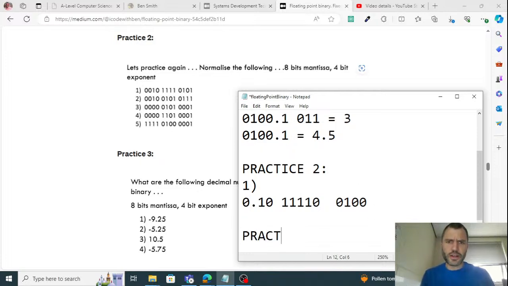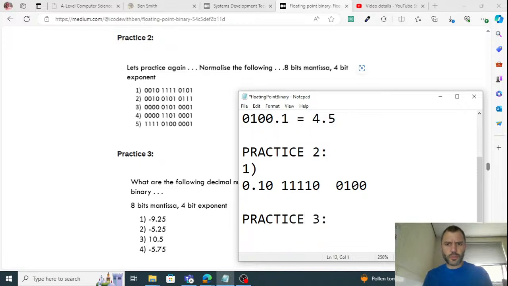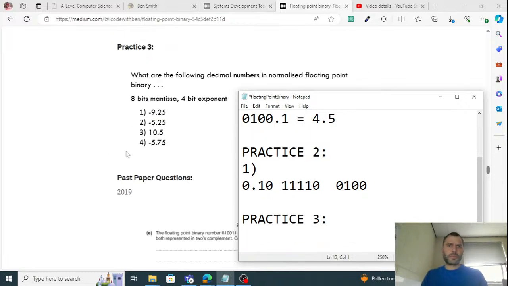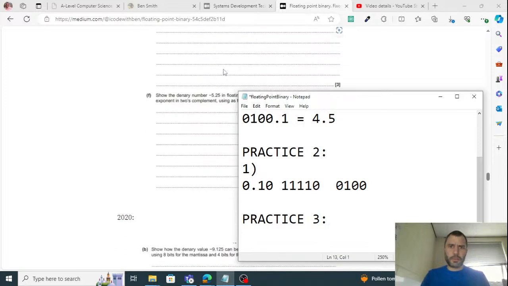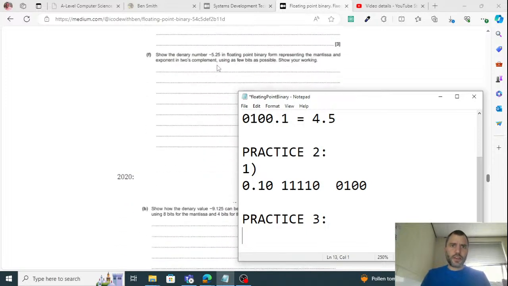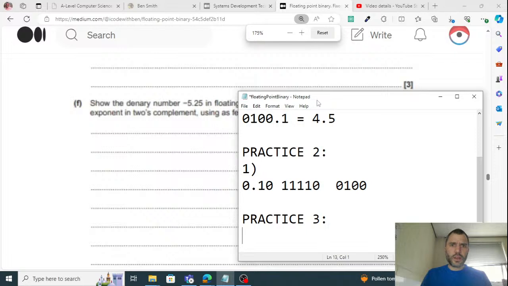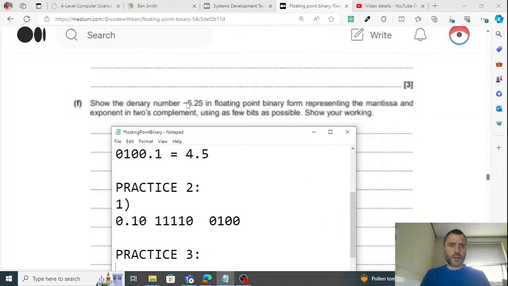Practice 3. This is probably the hardest one, the one that's most likely to come up in the exam. If you look at the past paper questions down below, like F here, that's exactly what they're doing. They're saying, show the denary number minus 5.25 in floating point binary form, representing the mantissa and the exponent in 2's complement, using as few bits as possible.